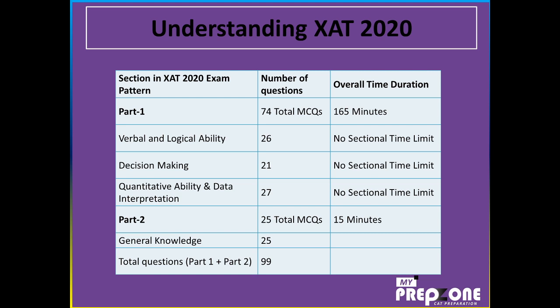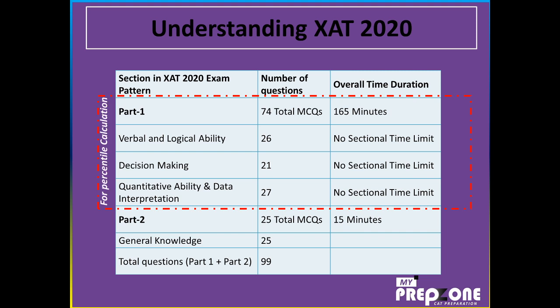The overall time duration is 165 minutes for this. Not 3 hours, it's 165 minutes. Why they call it as 3 hours? Because then they will take your first paper, or first you will have to submit that paper, then you will be getting your part 2, and part 2 will contain only general knowledge questions. There will be 25 questions in total, and the time duration will be 15 minutes. So total questions, if you see, in part 1 and part 2 will be 99. Sometimes they may go to 100 as well.